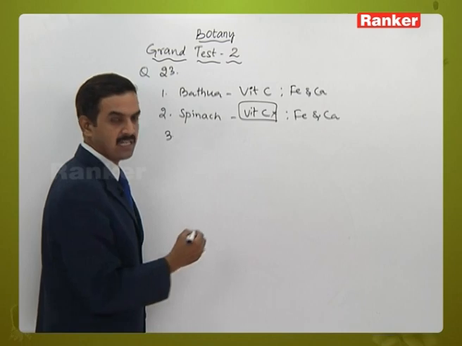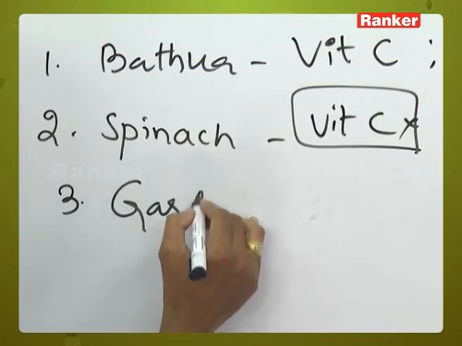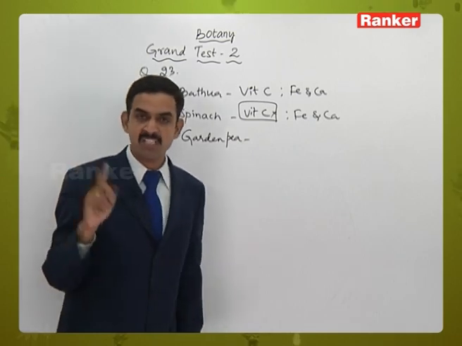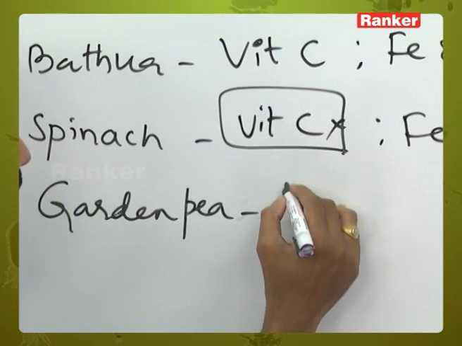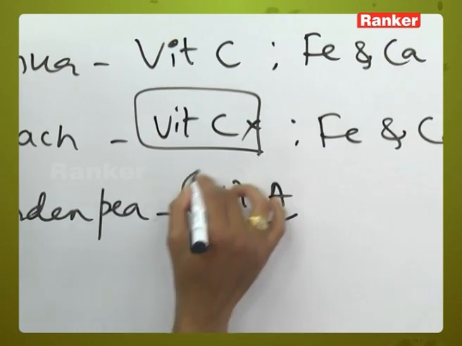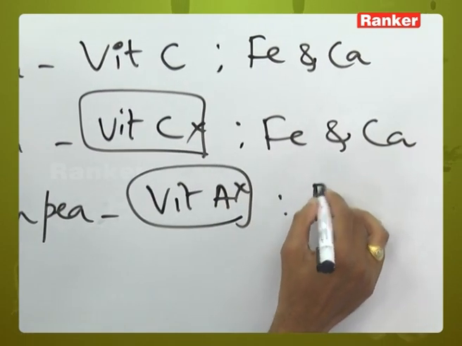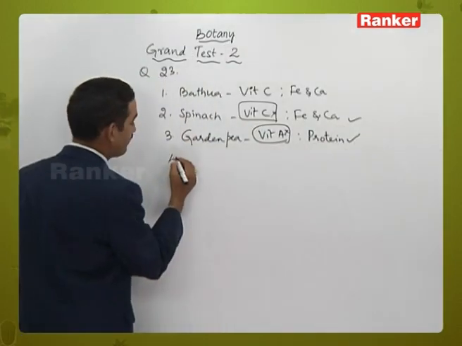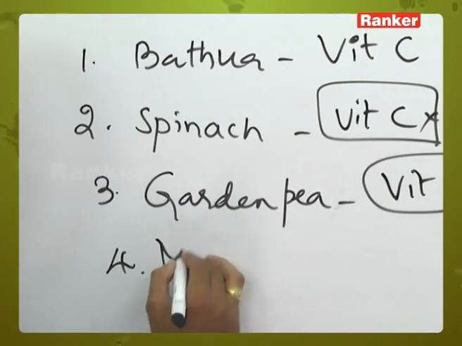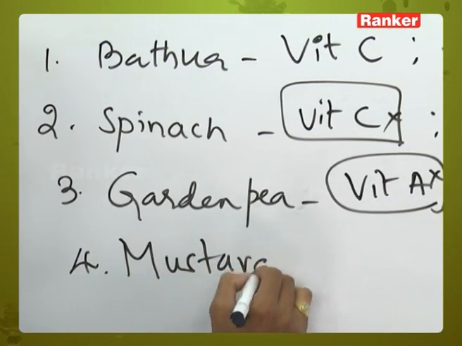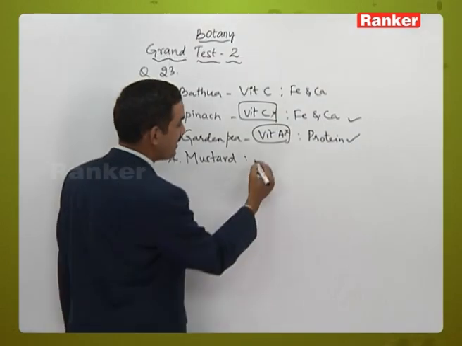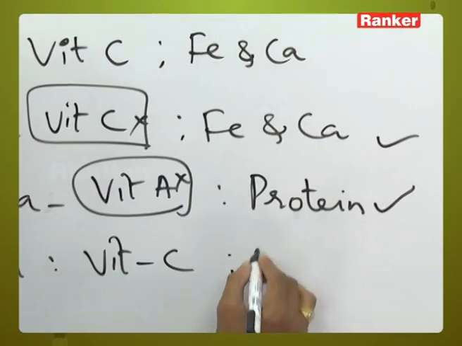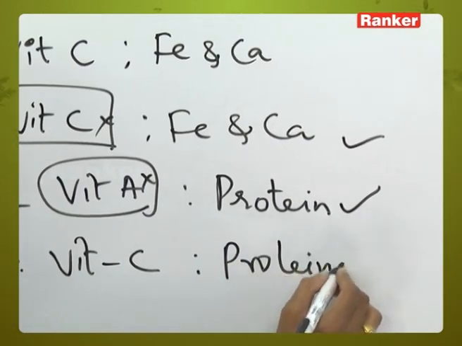Then the third one is garden pea. Garden pea is a Fabaceae family member which is rich in proteins, but it is not rich in vitamin A. So this is incorrect. And of course, rich in proteins is correct. Then the fourth one, mustard. Mustard is a plant which is rich in vitamin C. That is correct here, whereas it is not rich in proteins. So this one is incorrect.